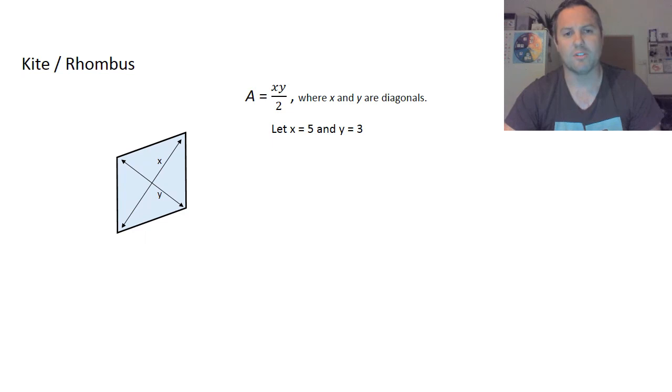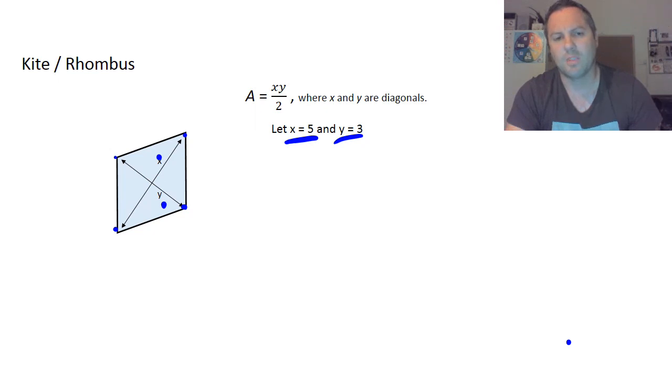Now our rhombus. A rhombus is basically a kite. There's two things we need to know for a kite. We've got X and we've got Y. It doesn't matter which way you have it around, but Y is from this point to this point, and your X is from this point to this point. So I've given you, in this case, X as 5 and Y as 3. All you're going to do is substitute the numbers into this formula here. So X goes there and Y goes there.